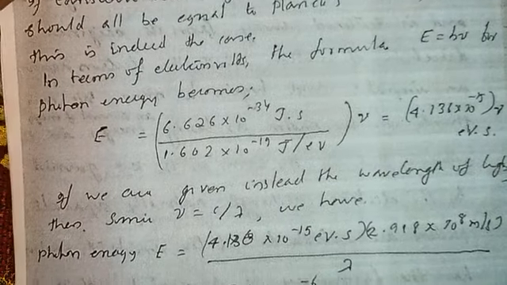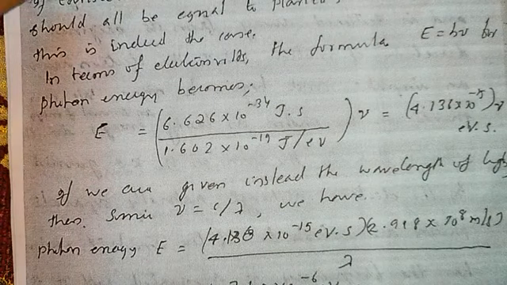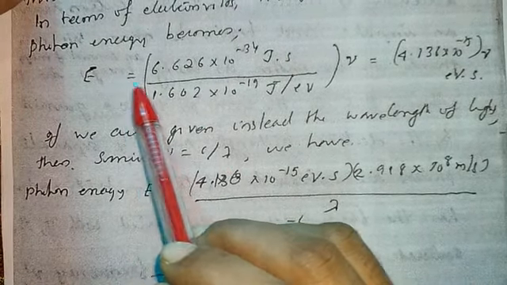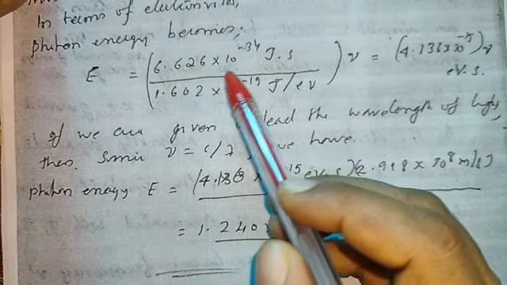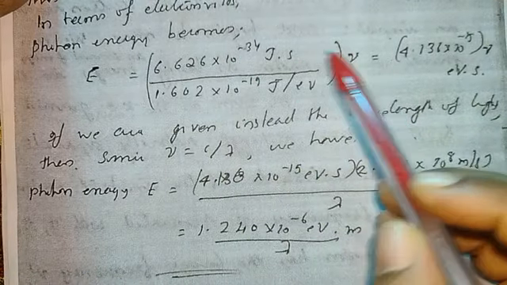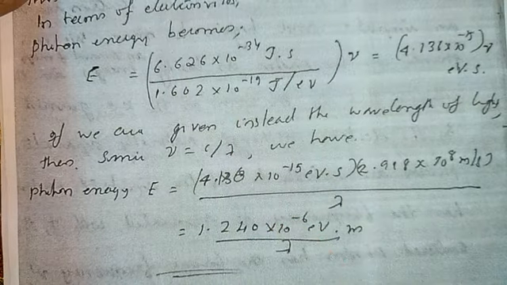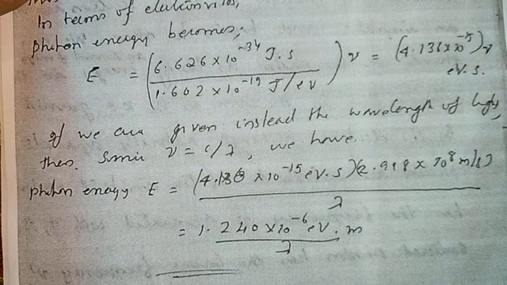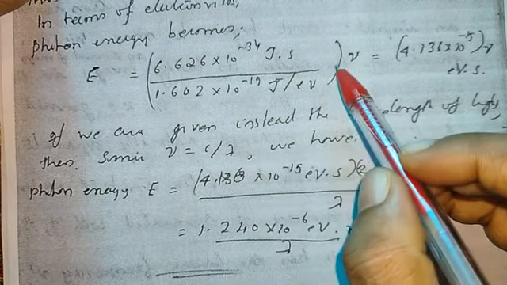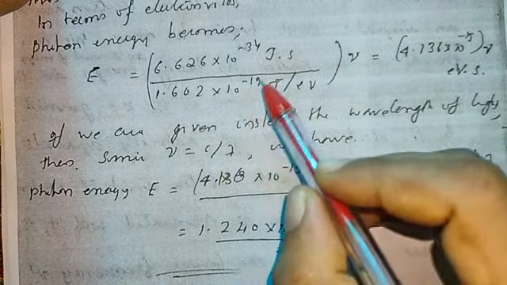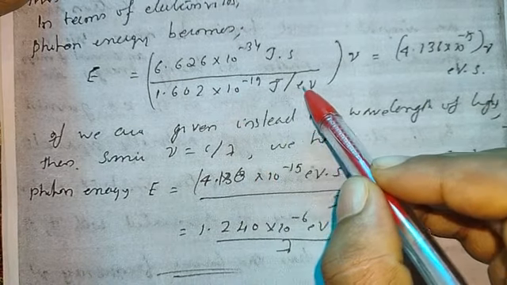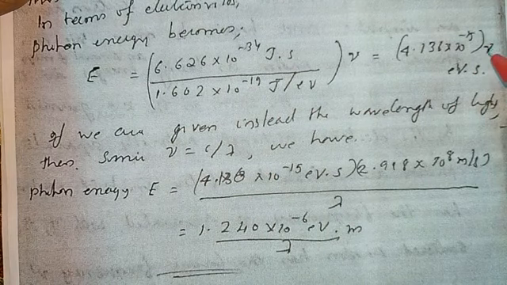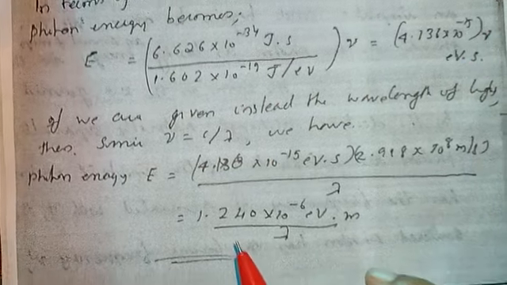In terms of electron volts, the photon energy can be represented as h nu divided by e, where h is Planck's constant. The denominator is a factor used to convert energy from joules to electron volts. If we divide this quantity by this quantity, it converts the energy into electron volts. So this is the energy in terms of frequency in units of electron volts.